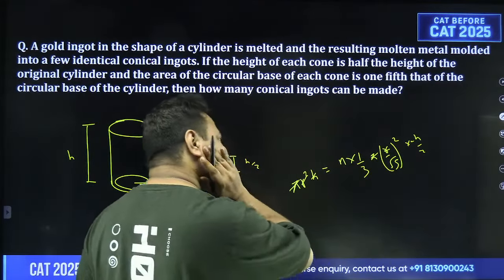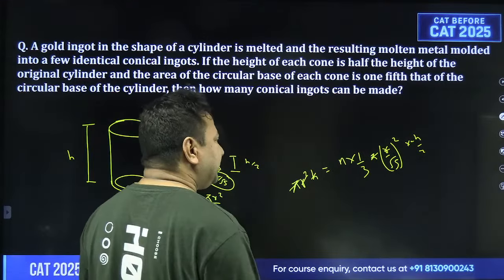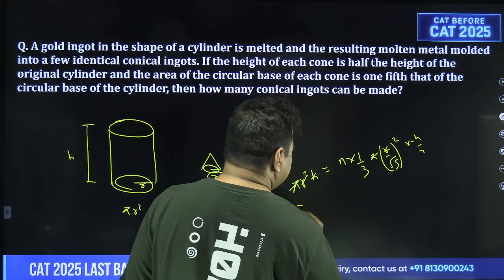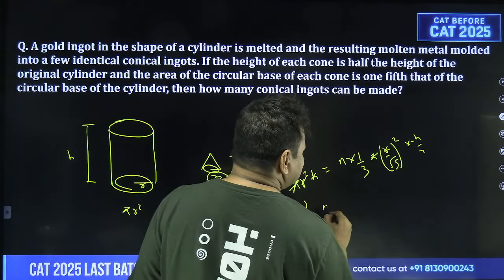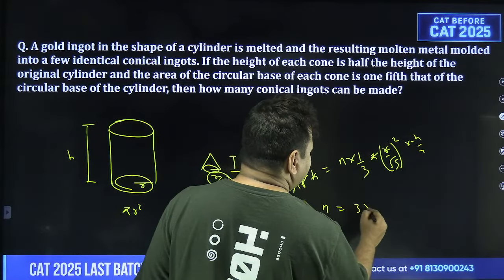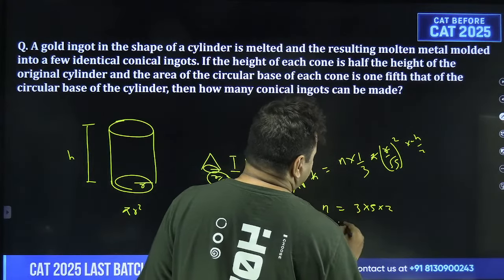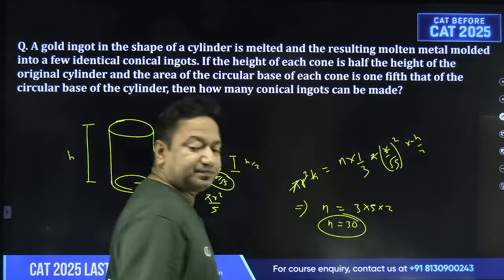Wow. We are so lucky. Everything gets cancelled out. That means n is equal to, I will send 3 here, 5 here, and 2 here. I get n as 30. Is that clear?